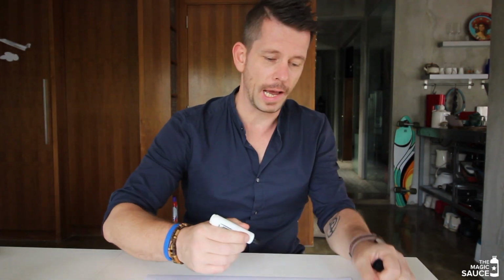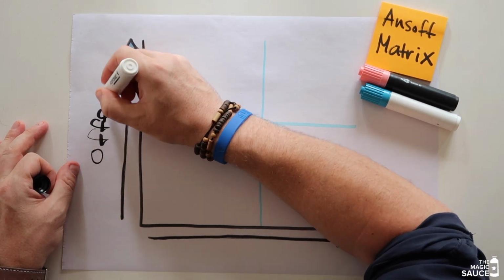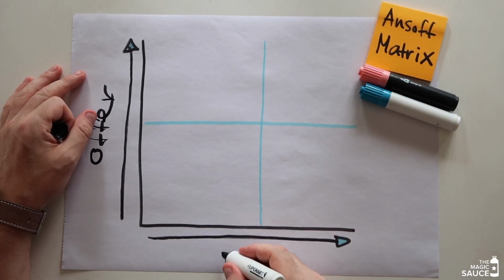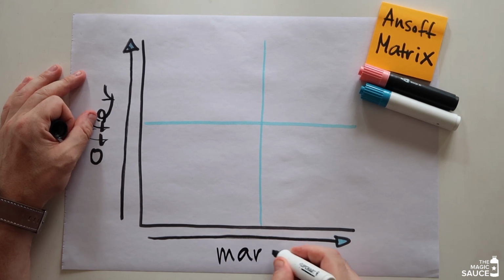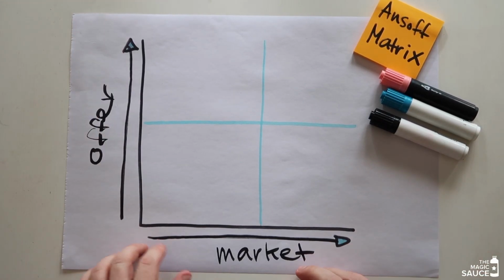On one side of the axis, you have your offer, your stuff. On the other side of the spectrum, you have market, or where you sell that stuff. So on this side is the offering from same to new, and on this side is market from same to new. Let's take our YouTube channel.